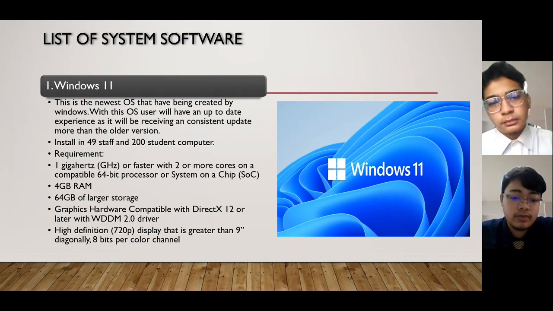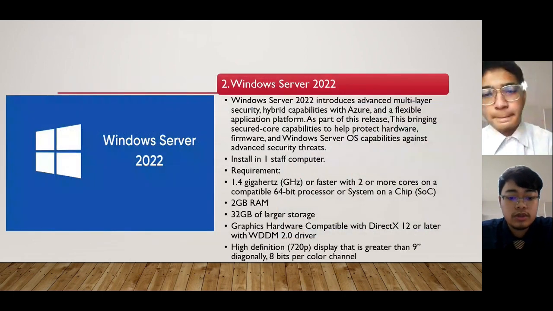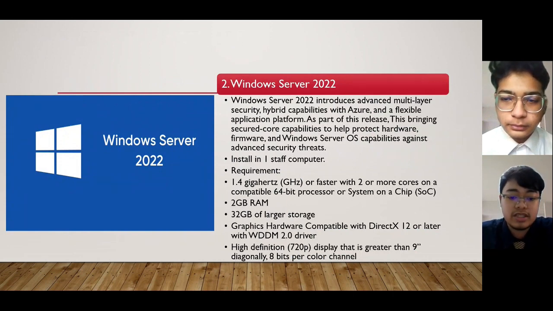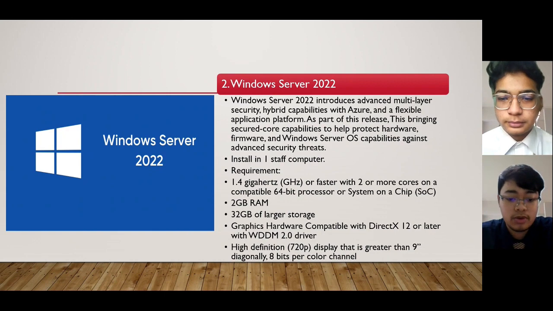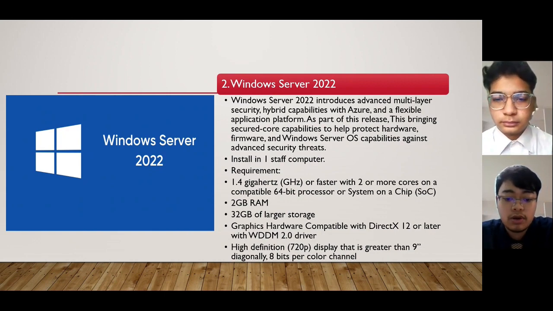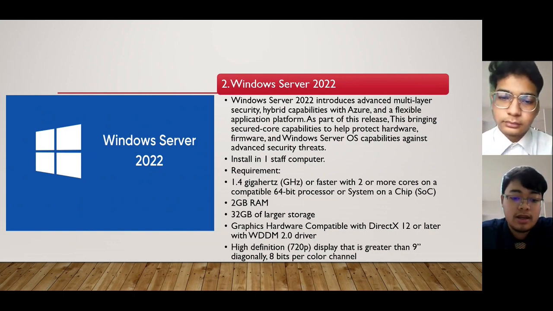And the second one is Windows Server 2022. Windows Server 2022 introduced advanced multi-layer security, hybrid capability with Azure, and a flexible application platform. As part of this release, it is bringing secured-core capabilities to help protect hardware, firmware, and Windows Server OS capabilities against advanced security threats. This Windows will be installed in only one staff computer.